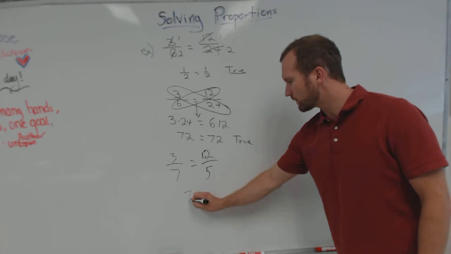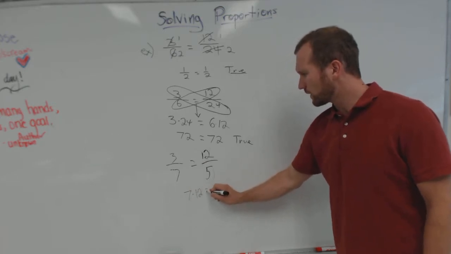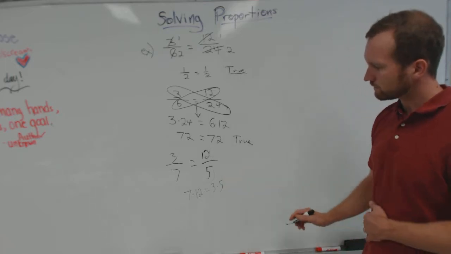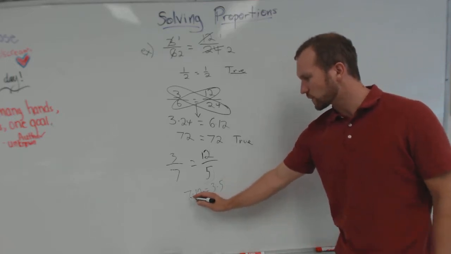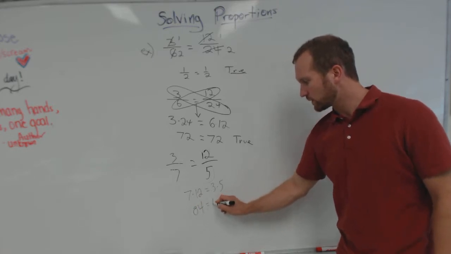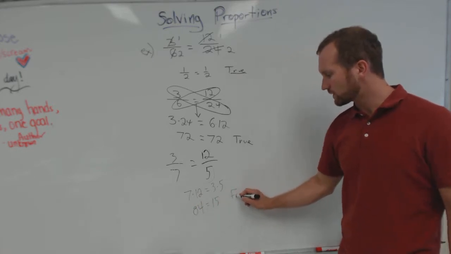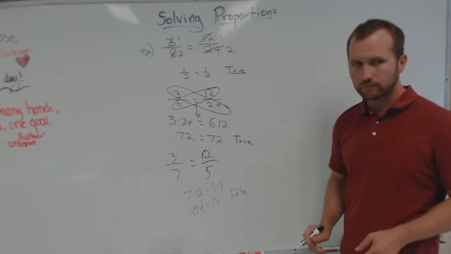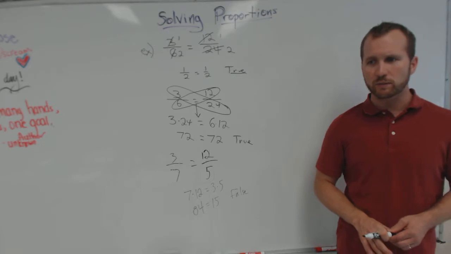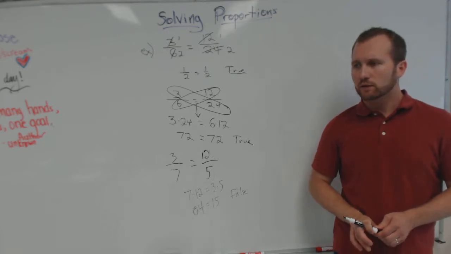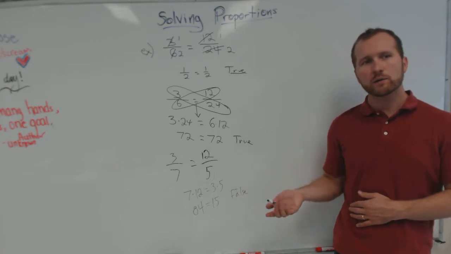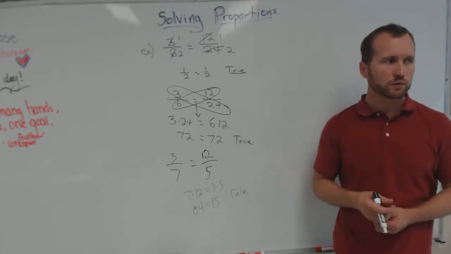So 7 times 12 equals 3 times 5. So 7 times 12, 70 plus 14, that's 84, equals 15. And this is false. And you've seen both of these types before. Some are true, some are false. Now the question is, if we have one that's false, how could we make it true?